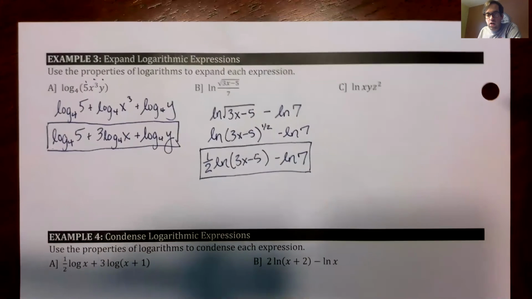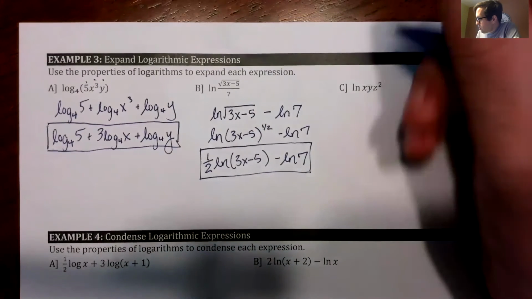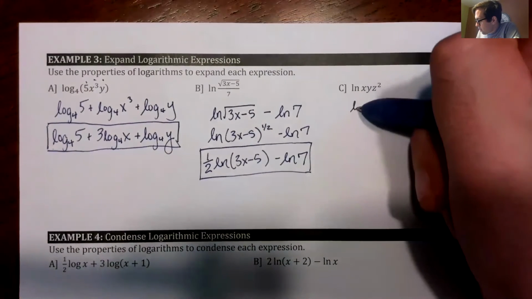Letter C, the natural log of x, y, z squared. So first, we're going to separate that into 3 different natural logs.